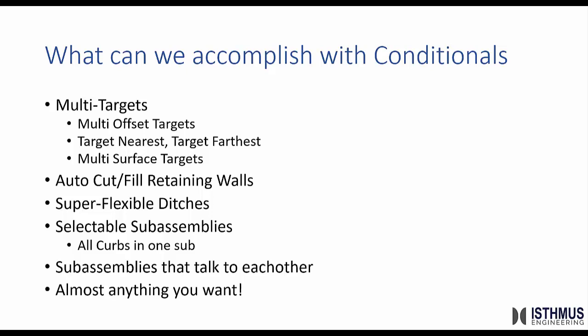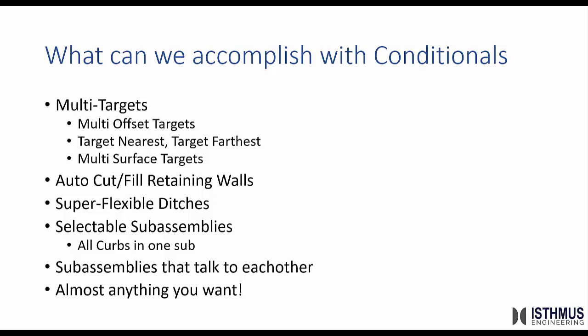First one is a really helpful one, and that's multi-targets. There is nothing out of the box where you can select more than one target with any of the subassemblies here, and multi-targets are pretty easy to do inside Subassembly Composer. So you could set it so that it's looking for three or four different targets, and it'll find and target either the nearest or the farthest target in terms of offsets.